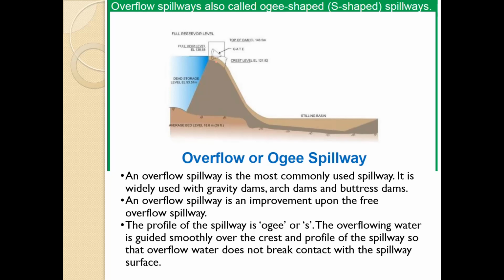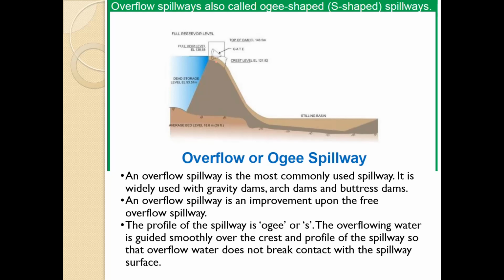In the free overfall spillway, the water jet falls clear away from the face of the spillway, and the gap between the jet and the face is kept ventilated. While in an ogee spillway, the falling water glides over the curved surface of the spillway, and there is no space between water and the crest of the spillway under normal design conditions.